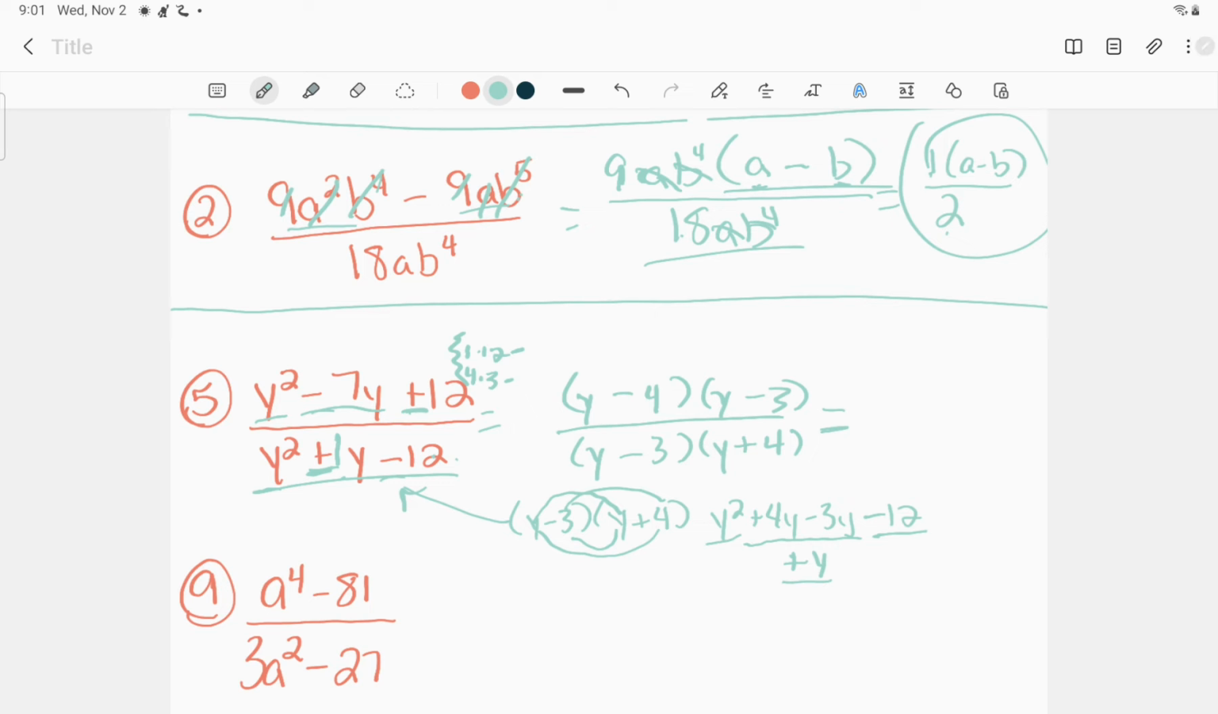All right, so now can anything cancel in this problem? You don't have to do this down here. I just did that so that you could see it.